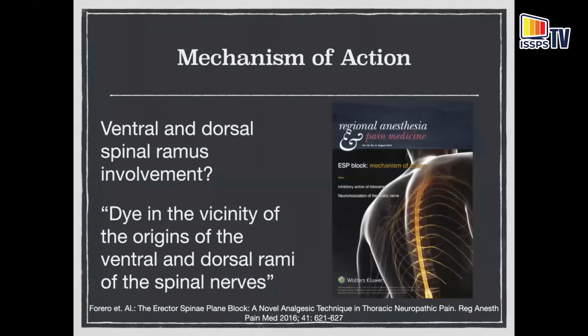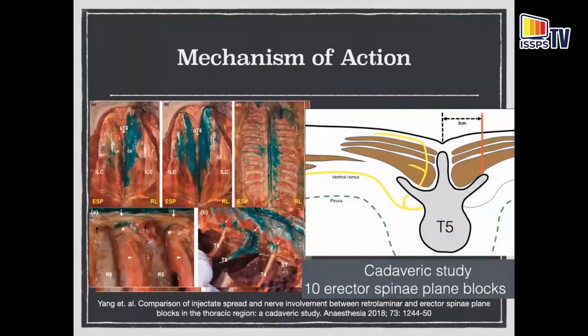We'll now get on to mechanism of action. It quickly became advertised as a block that would result in involvement of both the ventral and dorsal spinal rami. This was a result of the original cadaveric study that accompanied the original clinical description, where the authors stated that there was dye in the vicinity of the origins of the ventral and dorsal rami. This was a very small cadaveric study.